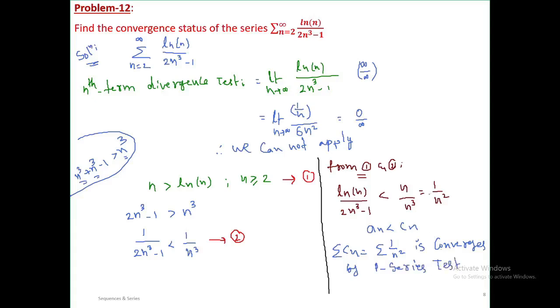Therefore you are having convergence upper bound. Therefore lower bound also converges by what? Comparison test. Therefore by comparison test, the given series ln n upon 2n cube minus 1 converges. That's it. So this is by what? Comparison test. That's it. Okay.